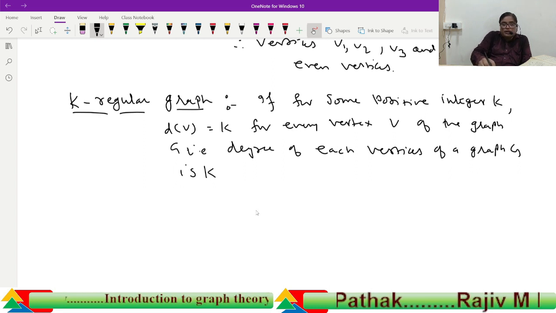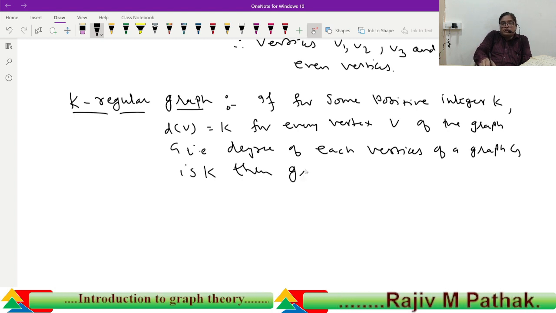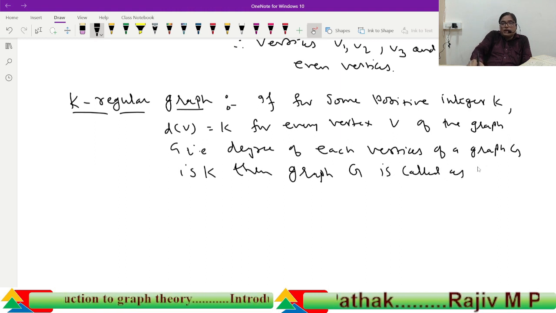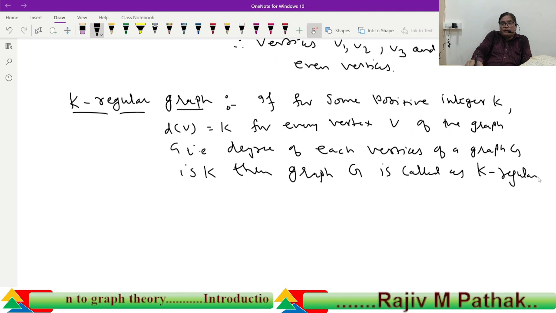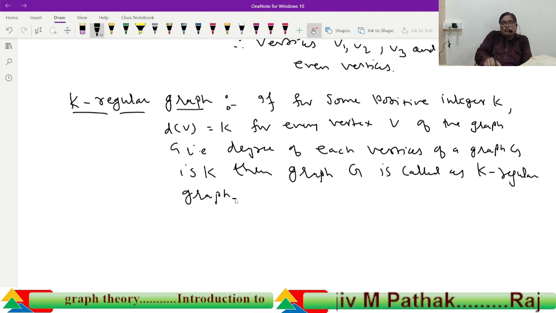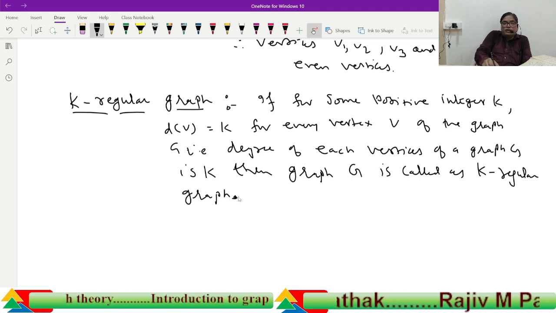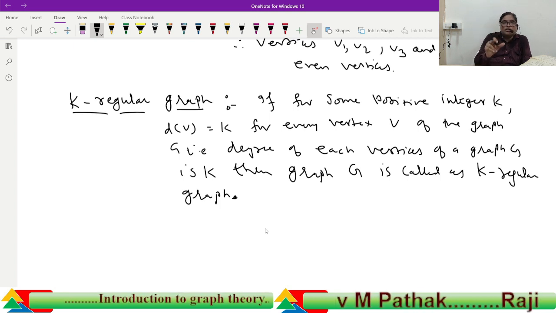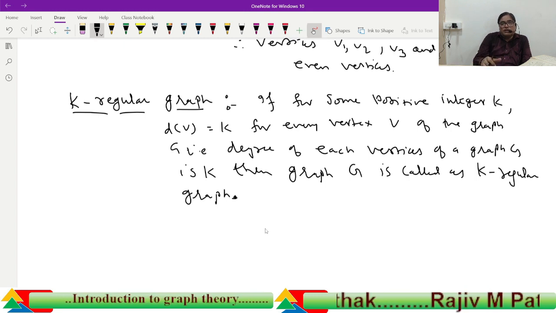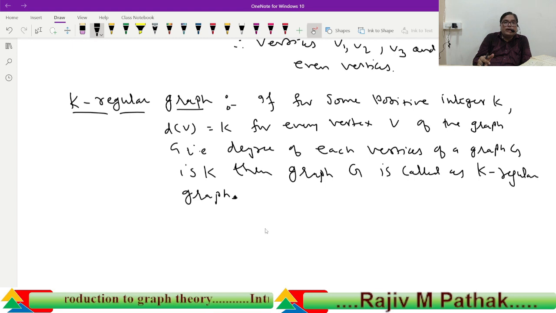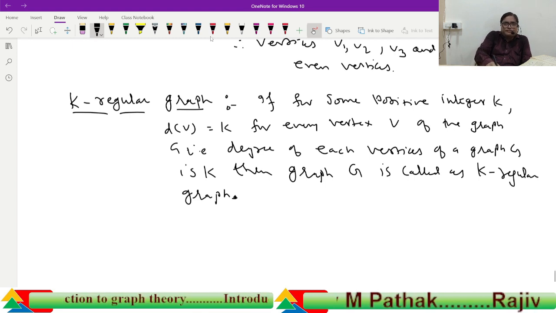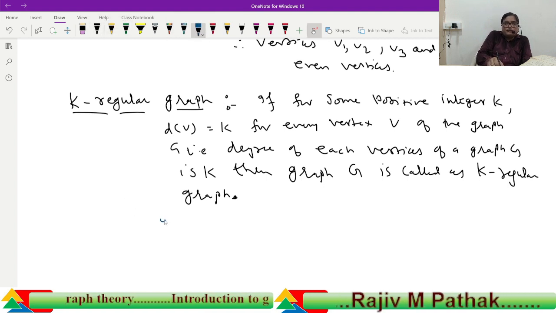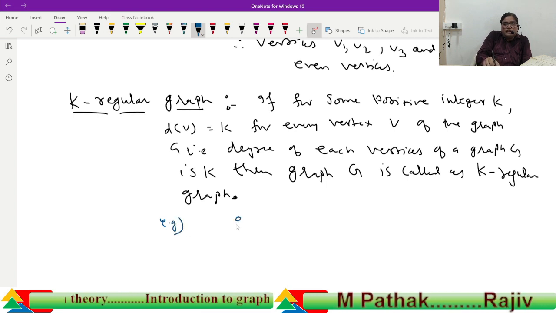Is it clear? Then in this case, graph G is called a k regular graph. So what is the definition of a k regular graph? If the degree of each vertex of a graph is k, meaning the degree of all vertices is the same, and suppose that degree is k, then the graph is said to be a k regular graph. For example, now let us take an example of such a graph. First let us take this graph.